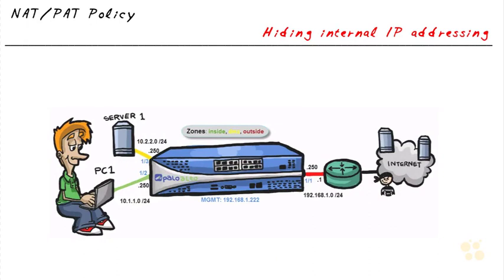inside users on the 10.1.1 subnet, if they're forwarding traffic out to the internet and going from the inside zone to the outside zone, our NAT policy caused the source IP address to be translated to the 1/1 outside interface address that's currently on the Palo Alto.